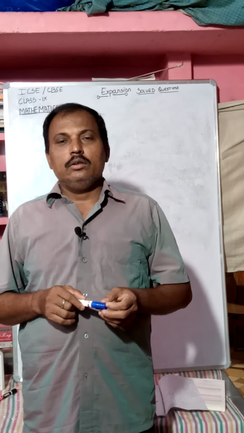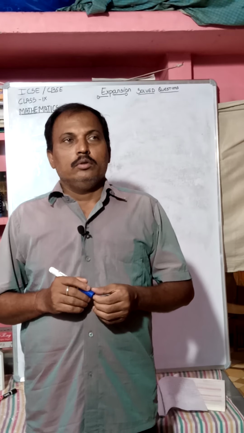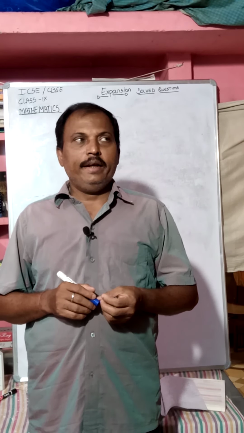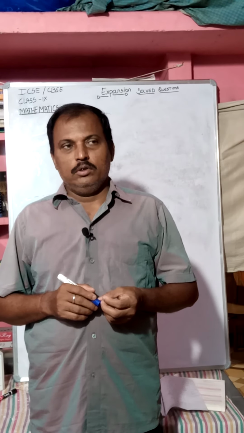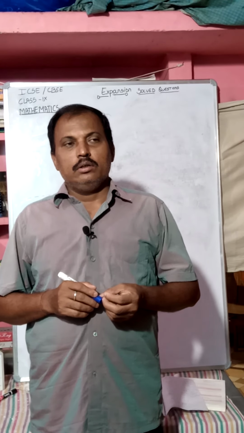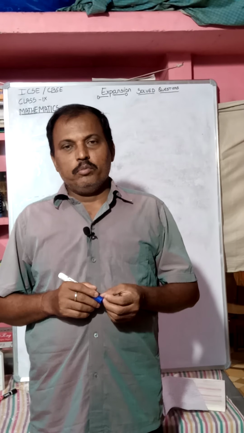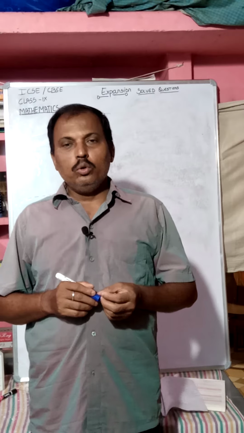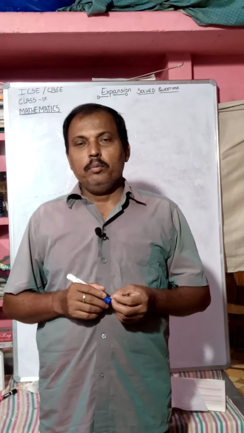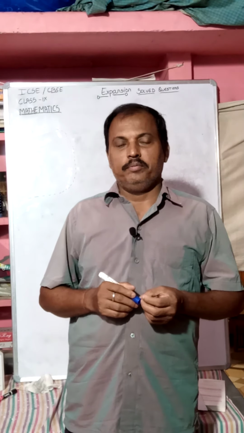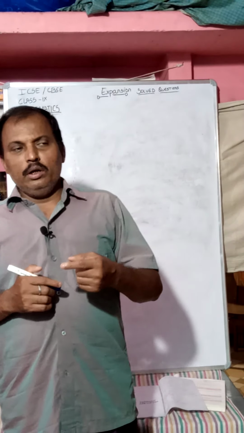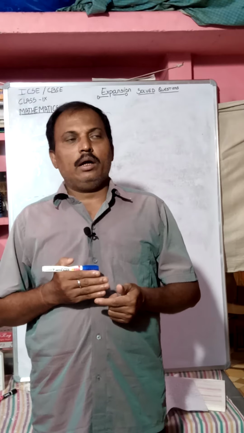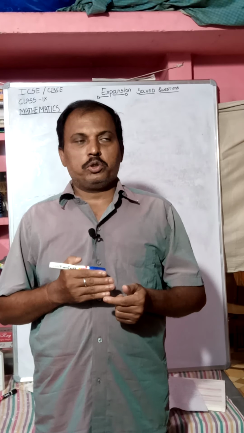Last class we discussed (a plus b plus c) whole square in the expansion form. That was a square plus b square plus c square plus 2 into (ab plus bc plus ca). Now we already discussed the sub formula of (a plus b plus c) whole square.